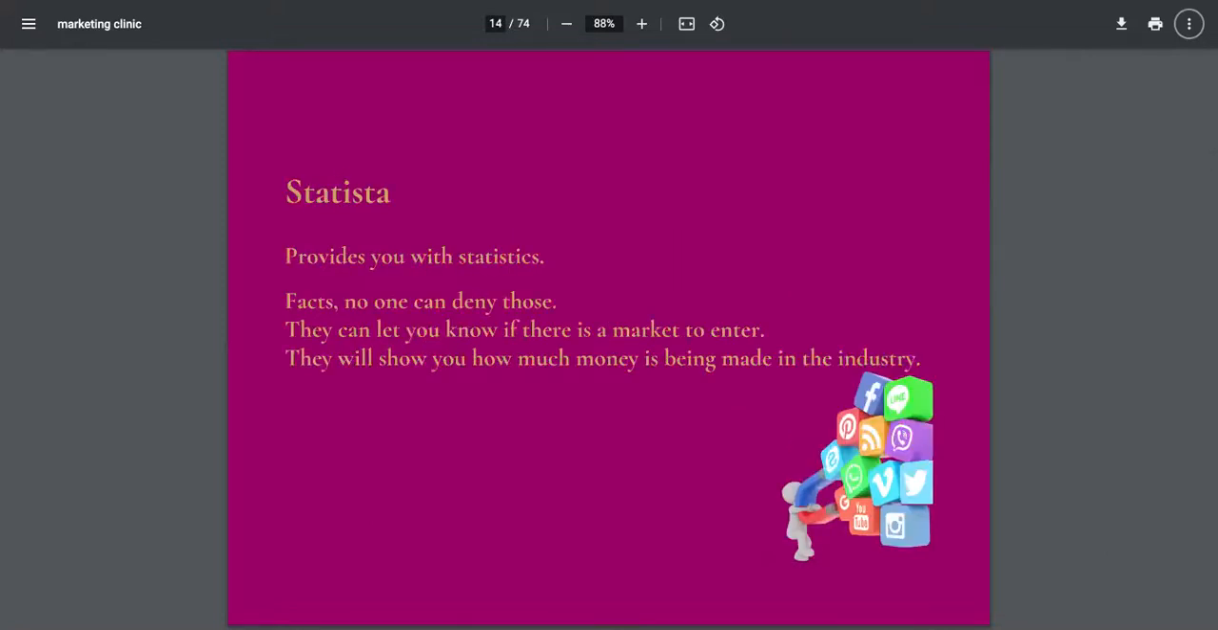Statista, again, as I said before, provides you with statistics. One thing that I love about Statista and statistics is that facts, no one can deny those. Opinions can change over time, but facts are facts, they are true. They can let you know if there is a market to enter, and they will show you how much money is being made in that industry as well.